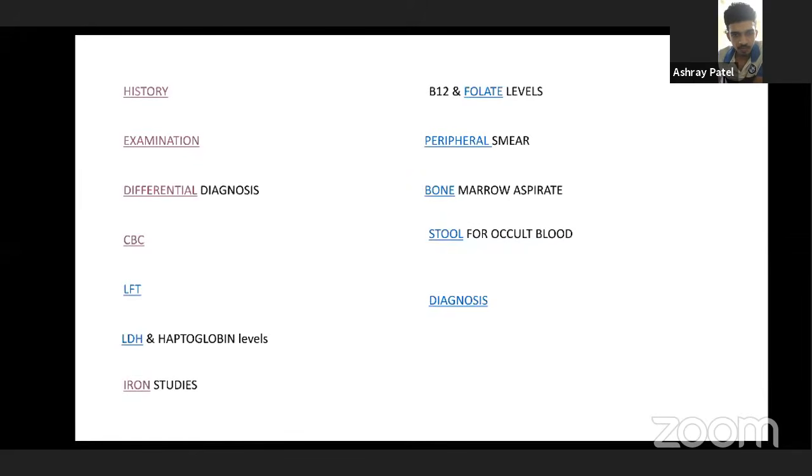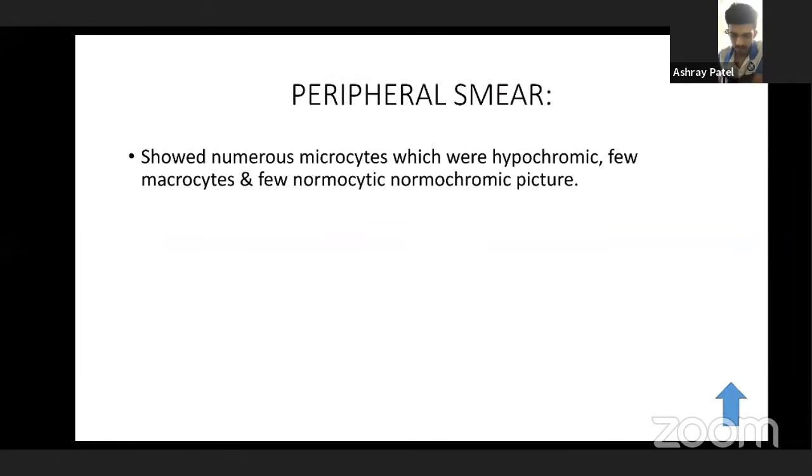I think I'd go for a peripheral smear. Okay, fine. This is the peripheral smear findings. Numerous microcytes, hypochromic, few macrocytes, and few normocytic normochromic. So what can we infer from the peripheral smear? It shows both smaller cells and bigger cells. So it's anisopoikilocytosis. And what is this picture called when there are 2 different types? A dimorphic blood smear.